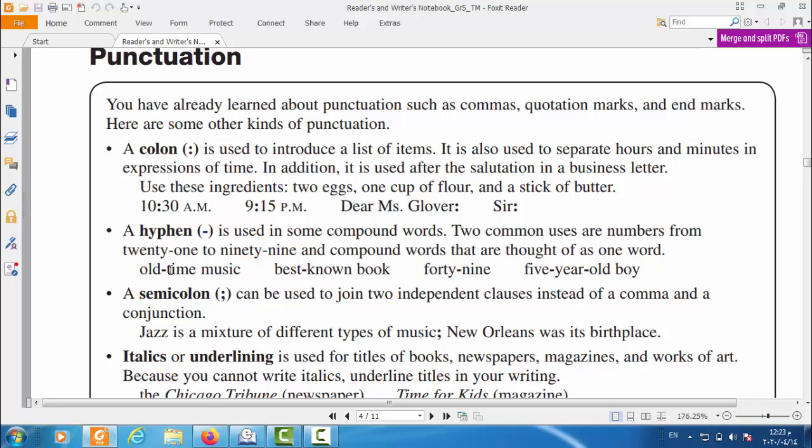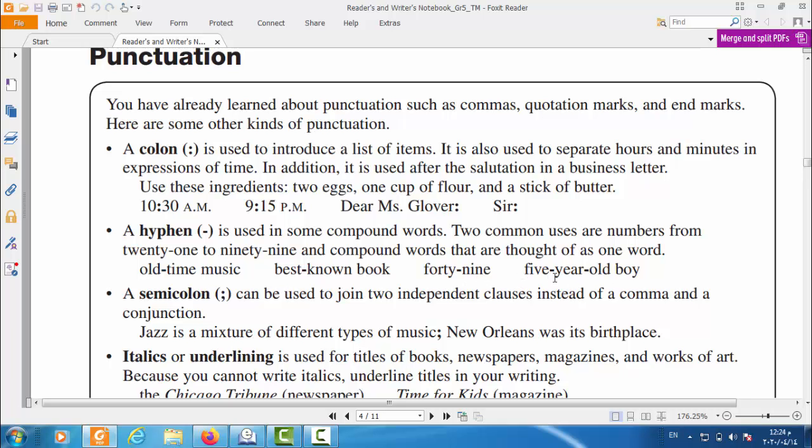In numbers, this is common for everybody: between 20 and 1, I put a hyphen, with all the numbers from 21 until 91. So 21, 31, 41, 51, 90, 91, 71, like this, guys. We put a hyphen in between. That's number 1. And number 2, we put a hyphen between 2 words that are thought of as one word. For example, when I say old-time music, I put a hyphen in old-time because I want to talk about old-time as one word. Old-time music. Best-known book.